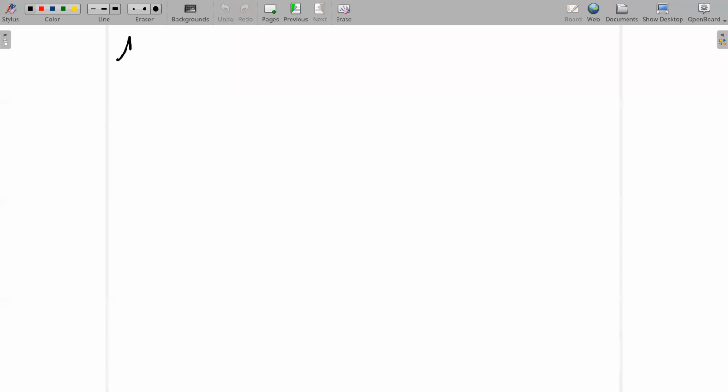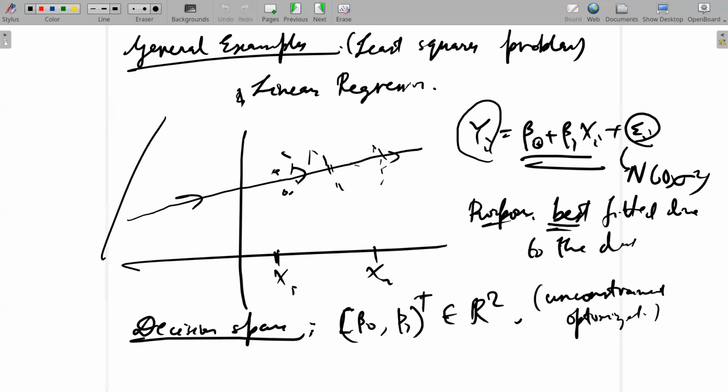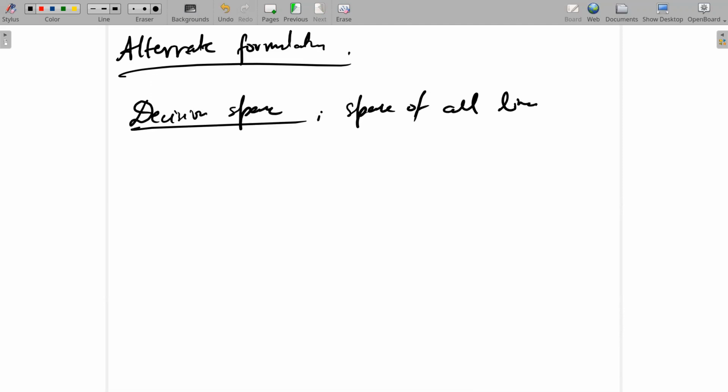Alternate formulation. And this is where I'm going to phrase it exactly as Srivatsa said. Here I was saying decision space is R2. Here I will not say decision space is R2. Of course, the answers I should get should be the same. Here I'll say decision space is the space of all lines in R2. There is a difference. It's a subtle one.